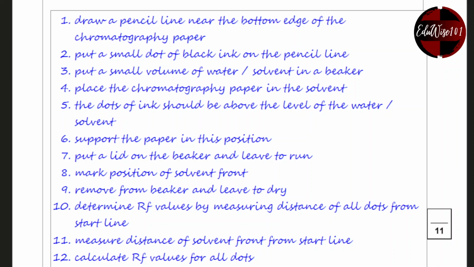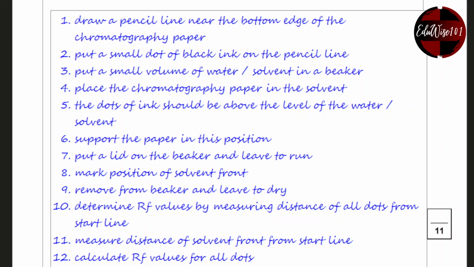Place the chromatography paper in the solvent. The dots of ink should be above the level of the water. So you have to mention it here if you don't write it, or if you haven't clearly shown it in the diagram. Support the paper in this position. Put a lid on the beaker and leave to run. Right, so they're placing a lid on the beaker so that the water, or the solvent, doesn't evaporate off. Mark position of solvent front, meaning the leading edge of the liquid.